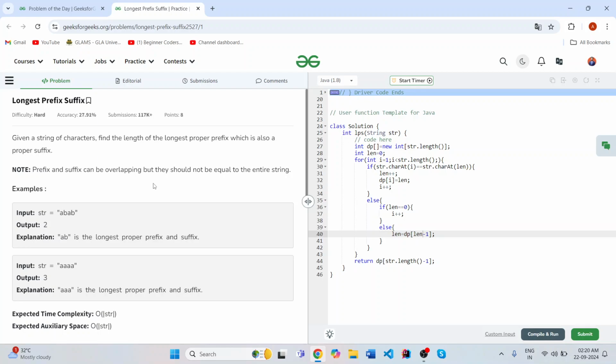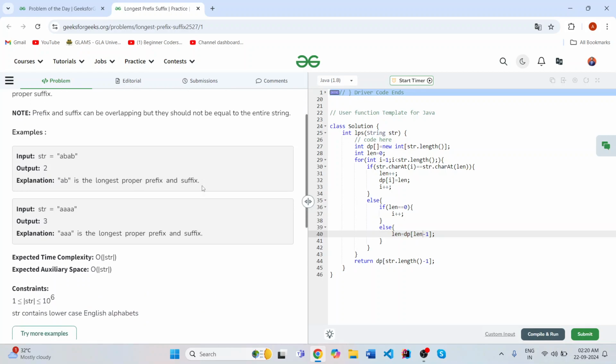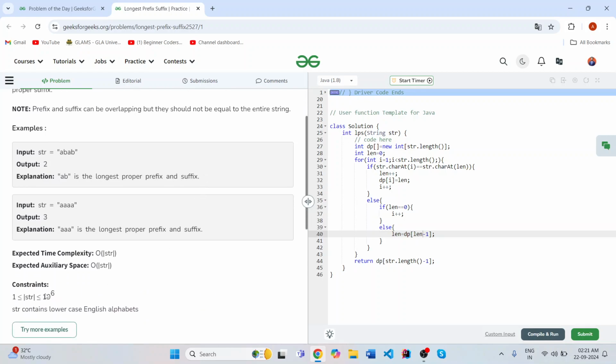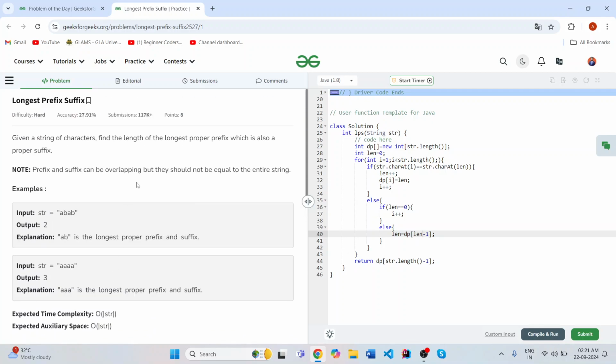If the characters are not equal at the pointers, what will we want? If the characters are not equal, we will have to start from the beginning for searching all the characters. So that shall be an N square approach. It will not work for 10 to the power 6 constraints.